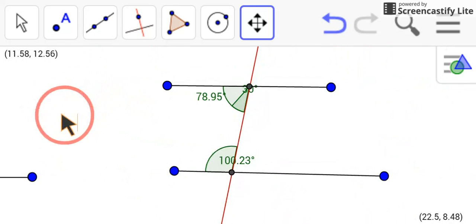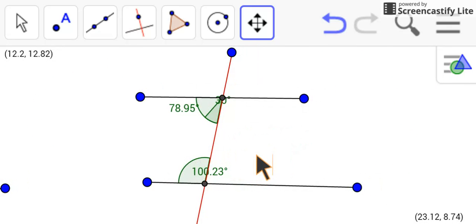Next we have our consecutive interior angles. There are two angles that lie between two lines and on the same side of the transversal. These ones are not congruent. If it'd be congruent, it'd be alternating angles.